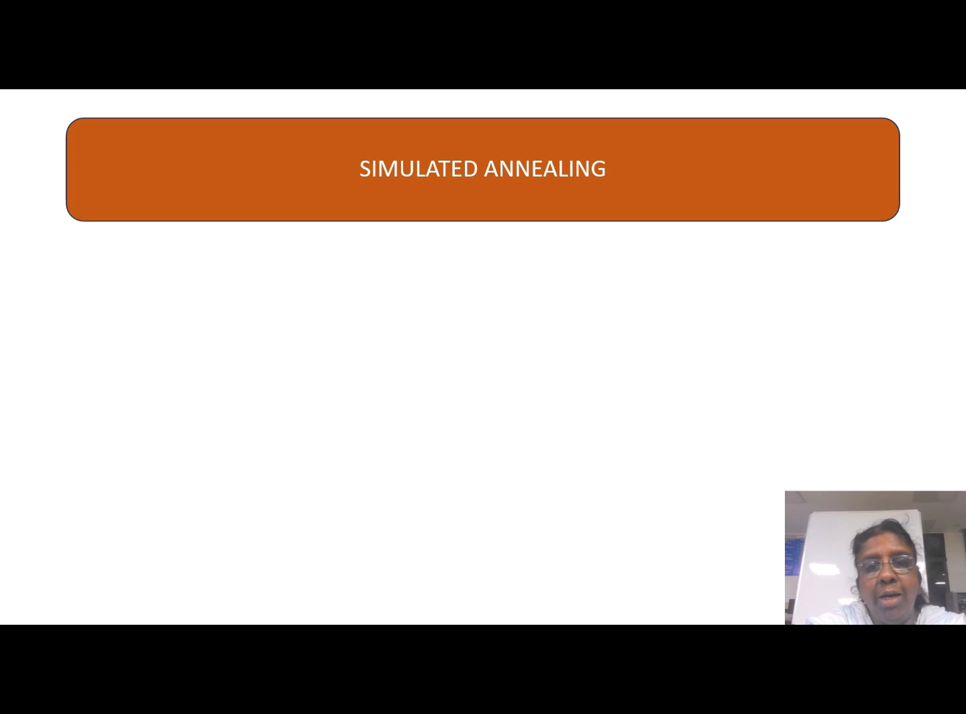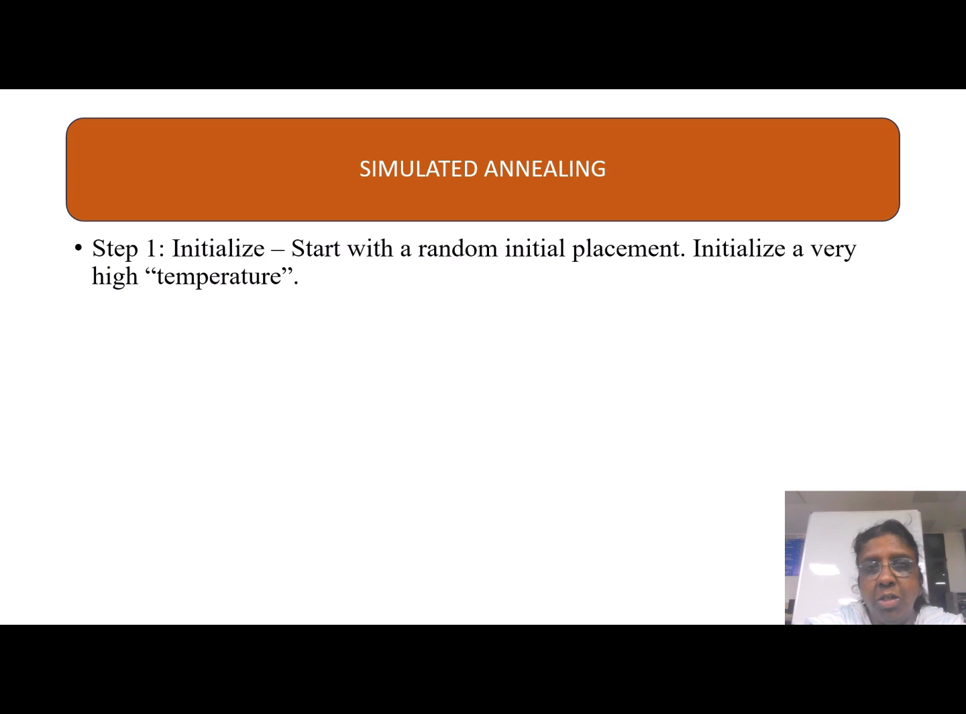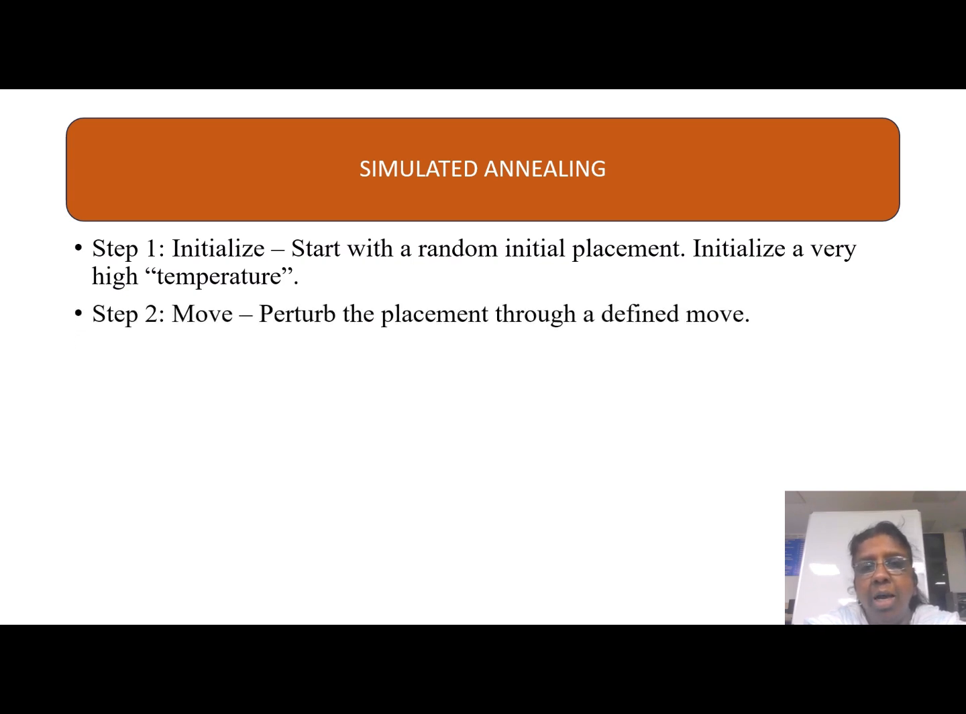What are the steps involved in the simulated annealing process? We will start with a placement, right? And we'll keep the temperature at a very high value. The temperature is a controlling parameter as we had seen in the last slide. Now we cause a slight disturbance to the old placement. This is called perturbing, right? So when you cause a small disturbance to the old placement, this makes the placement to become new, and we calculate the cost of the old placement and the new placement, right?